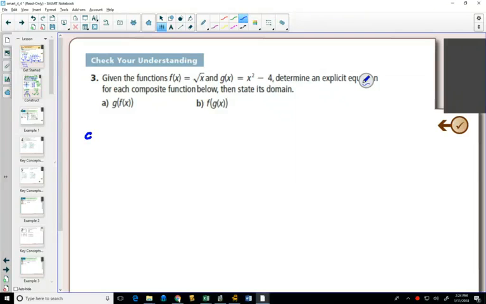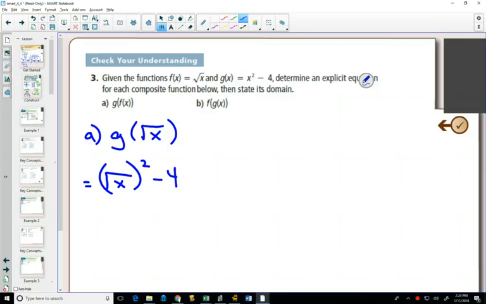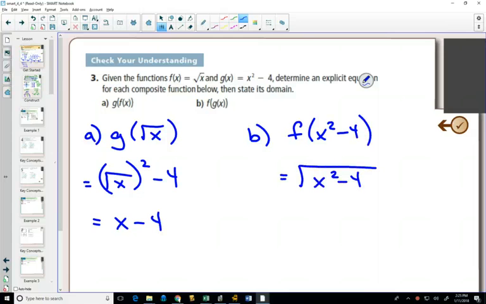For the first one, did you get x minus 4 in the end? And in the second one, did you get the square root of x squared minus 4? So there's our explicit equation for both of those.